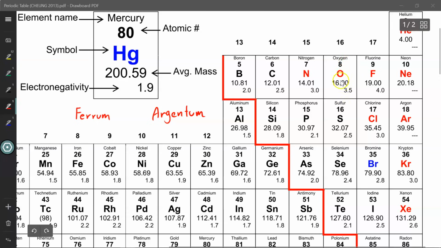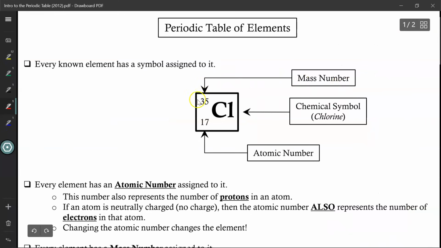So for instance, oxygen was only discovered about 250 years ago. That doesn't mean that oxygen didn't exist back then. It meant that we didn't know about it. There are two major numbers associated with every element. The first is called the mass number, and the second is known as the atomic number.